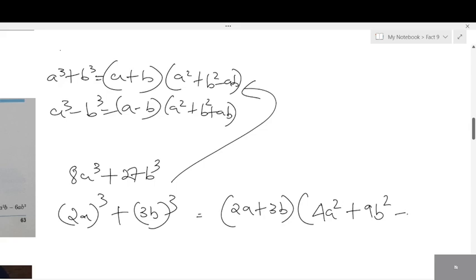Minus, what is A into B? Multiply 2A into 3B. What do you get? 6AB is the answer. This is how you solve. When there is plus, use A cube plus B cube. When there is minus, A cube minus B cube. Yes. Try this. Check once.